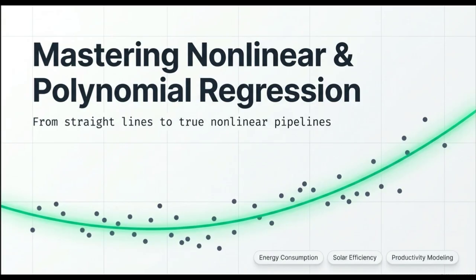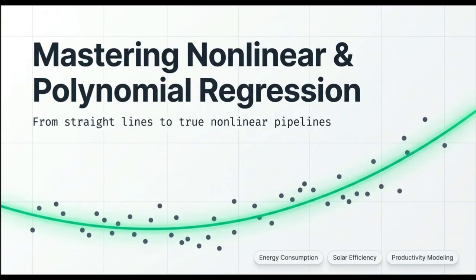A straight line is mathematically rigid. It cannot adapt to the climbs, the flats, and the descents of your data. So we are essentially embarking on a visual coding bootcamp together to learn how to adapt. Let's dive right in. I am pulling up slide 1, Mastering Nonlinear and Polynomial Regression.